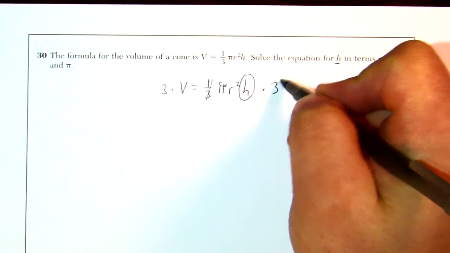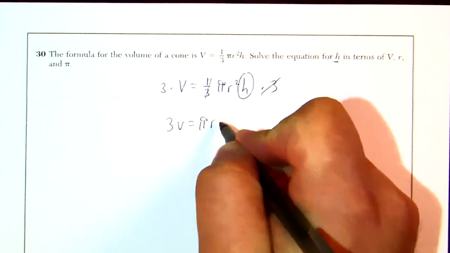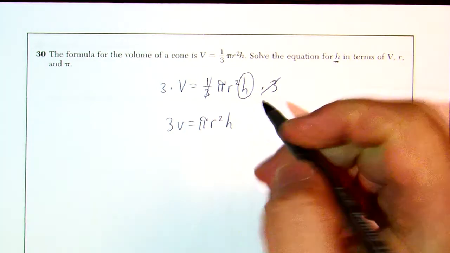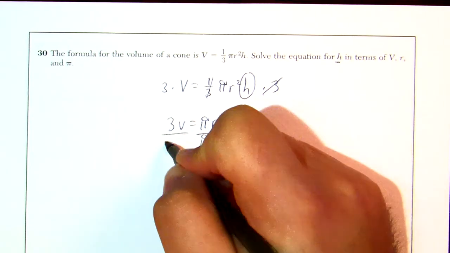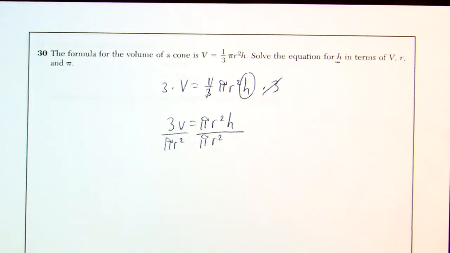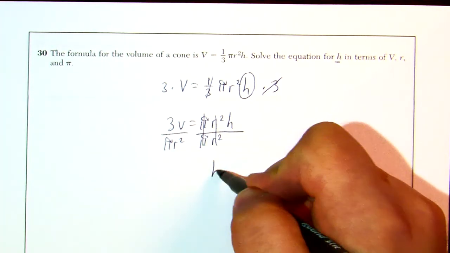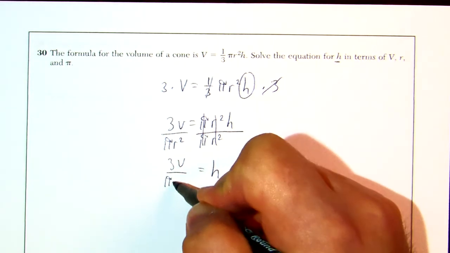1/3 and the 3 cancel, so I'm left with 3V equals pi r squared h. So how do I get rid of the pi r squared? Divide both sides by pi r squared. When I divide both sides by pi r squared, these cancel. I'm left with h on this side and the 3V over pi r squared on that side.